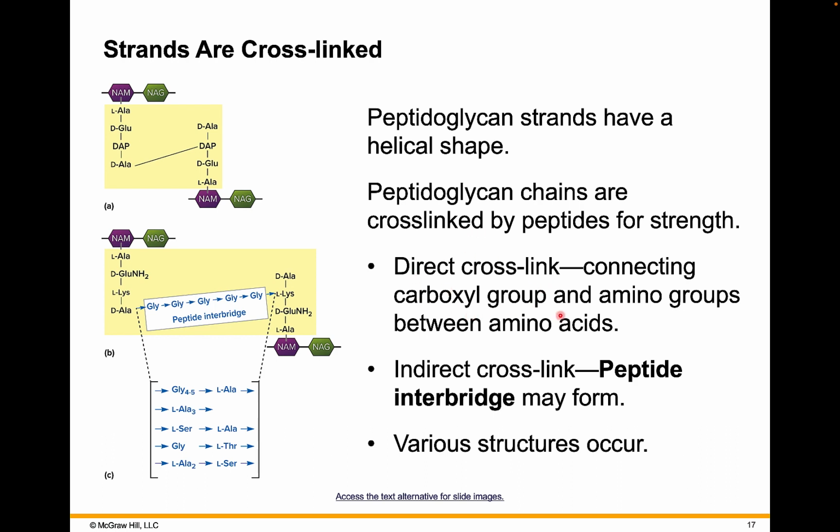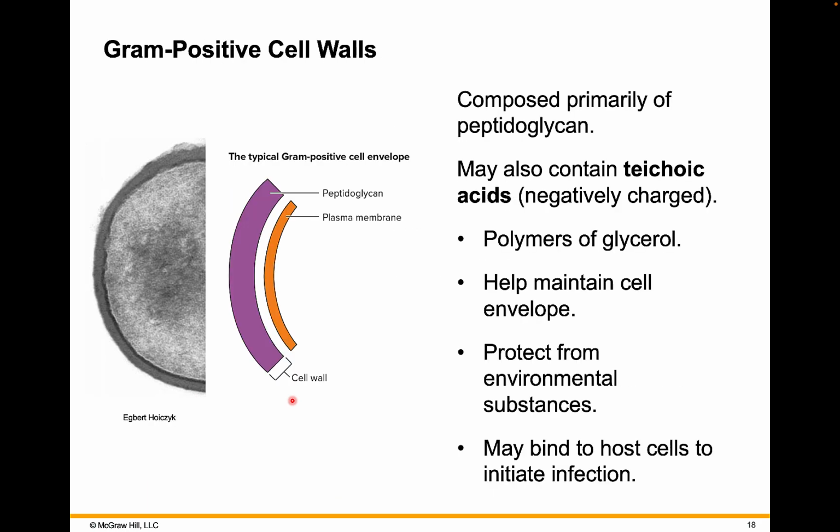And you can see the direct crosslink connecting the carboxy group and amino group between the amino acids, and the indirect crosslinks are like this, peptide interbridges. This can form actually like this. And there are various structures that are much more in detail in your textbook. You can take a look at that as well.